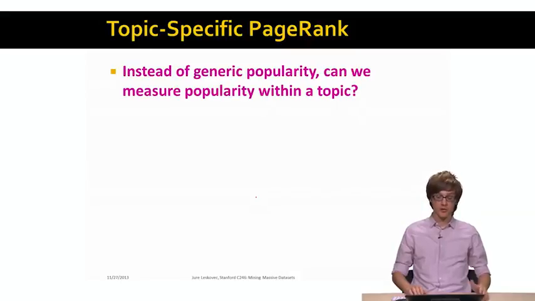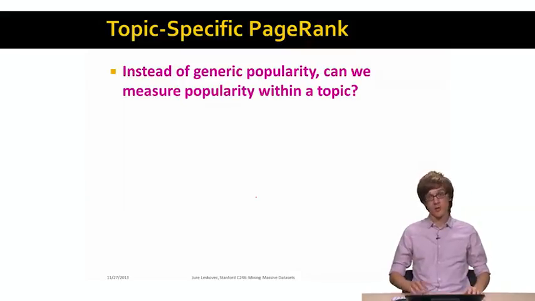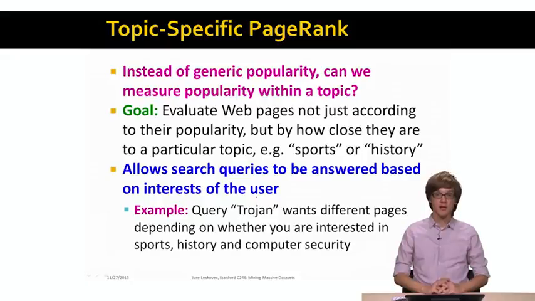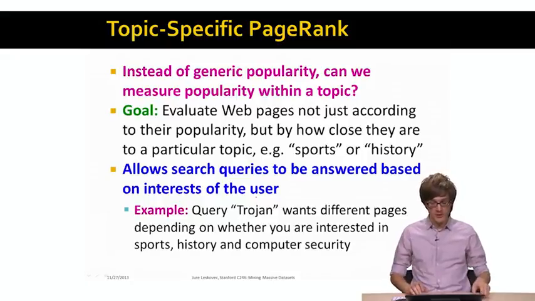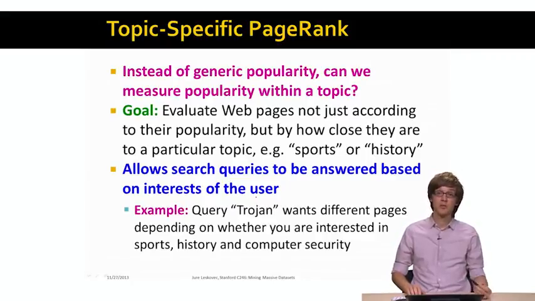Now, of course, we don't necessarily want to find pages that are generic in popularity or that have generically high PageRank score, but we would want to say what are the web pages that are popular within a given topic or within a given domain. So in order to identify this, our goal is the following. What we would like to do is evaluate web pages not just according to their overall popularity, but also how close they are to a particular topic or particular set of topic web pages. For example, what is their importance in terms of the sports topic, or what is their importance in terms of the history topic?